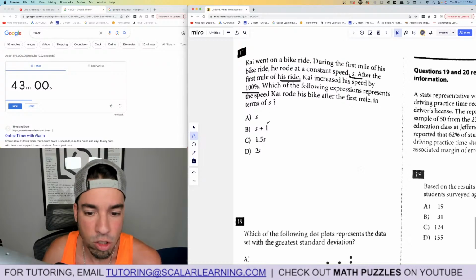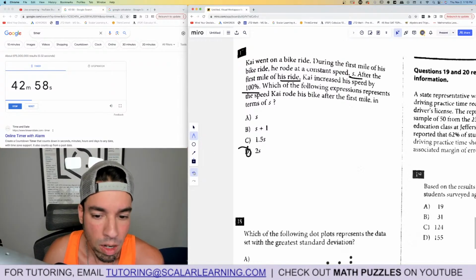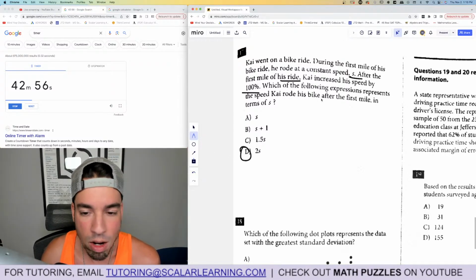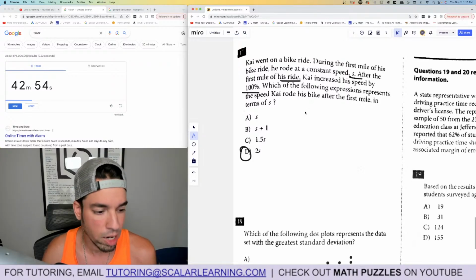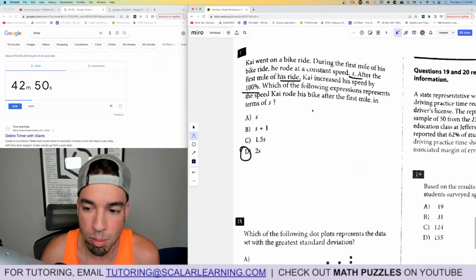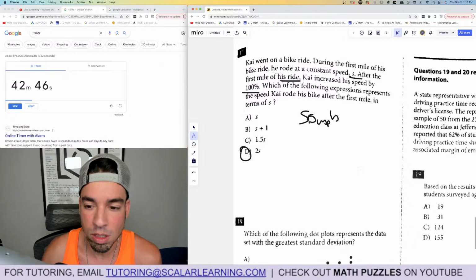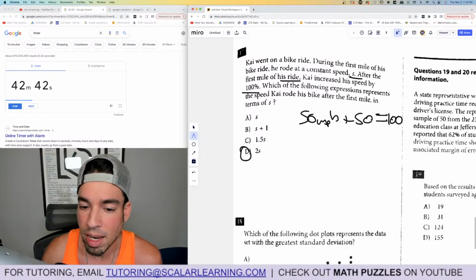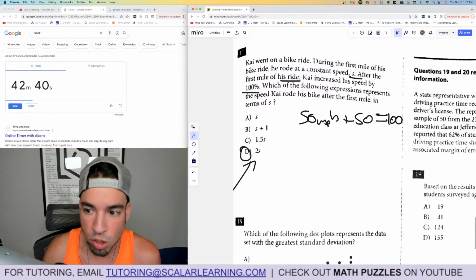Okay, it's 2S. That's it. If you increase something by 100%, what you're doing is you're taking your value, taking 100% of it, which is the value itself, and you're adding it to it. For example, if I'm going 50 miles per hour, 100% increase is 100% of that. You're adding 50 to that, and you're getting 100. AKA, you're effectively doubling it, which is why 2S is the answer.